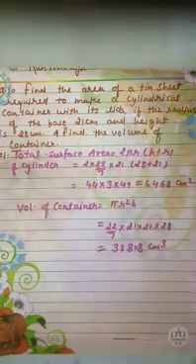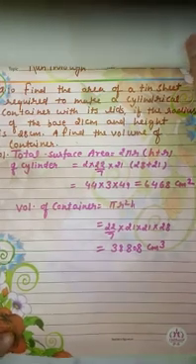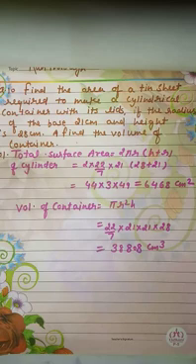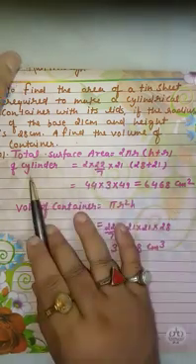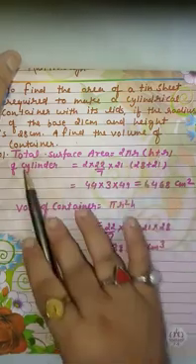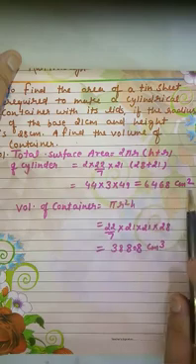Class, from a tin sheet we have to make a cylinder, and both ends are covered with its lids, meaning the cylinder is closed. So total surface area of cylinder is 2 pi r bracket h plus r. Put the value of pi, r and h. So the total surface area is 6468 centimeter square.